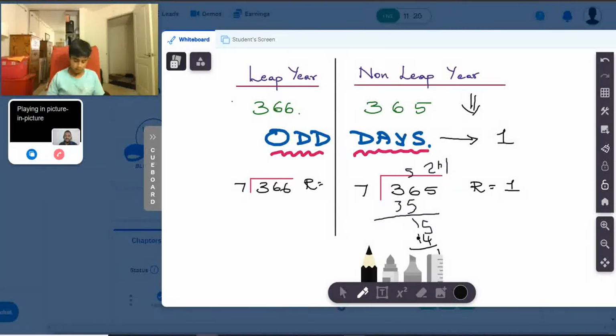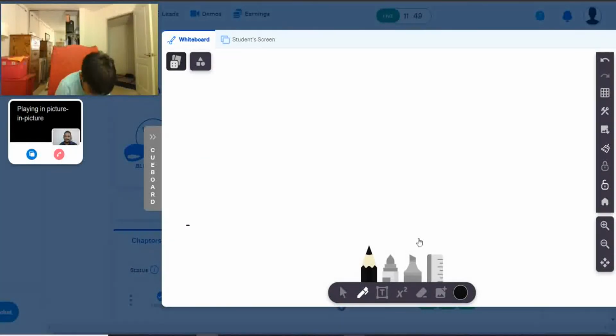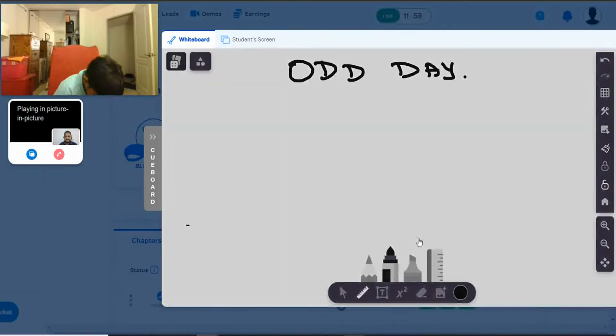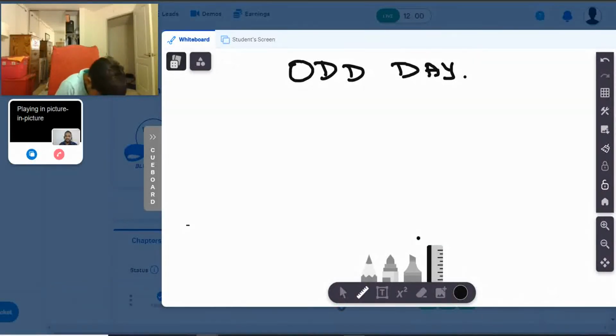Same way for 366, what can it be? The remainder is 2. You're sure? When it is 1 for 365, for 366 it should be 2. Am I right? Yeah. So now I'll make up a table for this because we have to remember a lot of things. For a non-leap year, the odd days is 1, and for a leap year, the odd days is 2. Yes, exactly. So I'll put up a table.